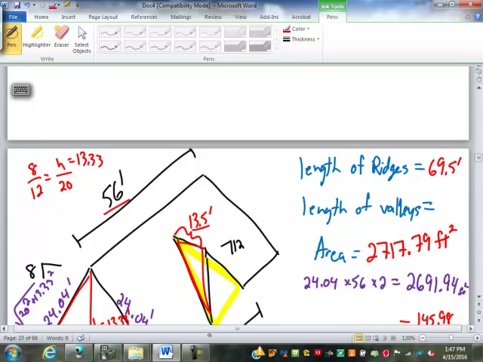I need my length of valleys yet, don't I? How do I find the length of that valley? Well, that's 13.5. This was 12 point what? 73. That's going to be the square root of 13.5 squared plus 12.73 squared, correct?